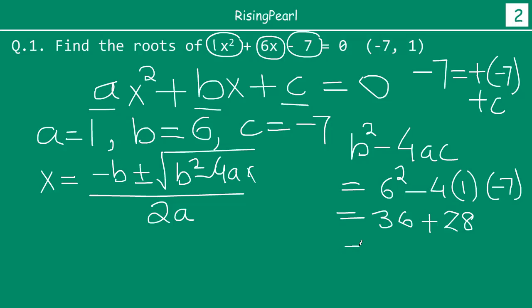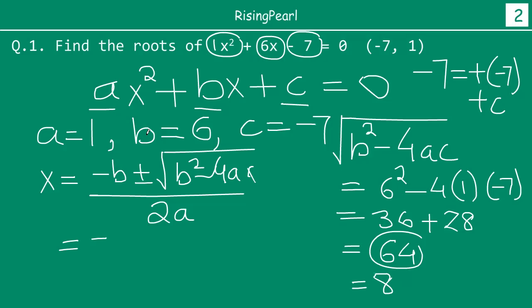So if you were to add them, 6 plus 8 is 14, 1 carry over 6. So b square minus 4ac is 64. If you do the square root of this, that will be equal to 8. So now we have this, let's write the values. So the values will be minus b is minus 6, plus minus the square root, which is actually 8, divided by 2 times a, which is 1.